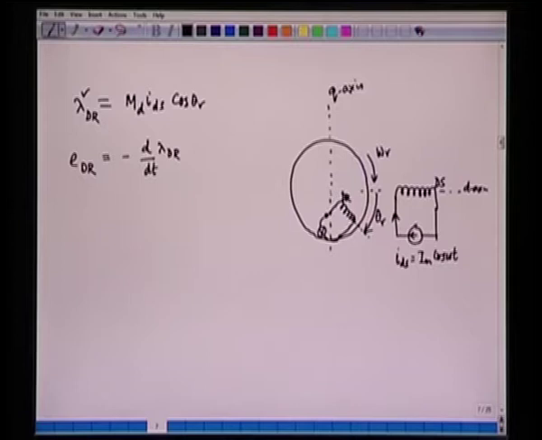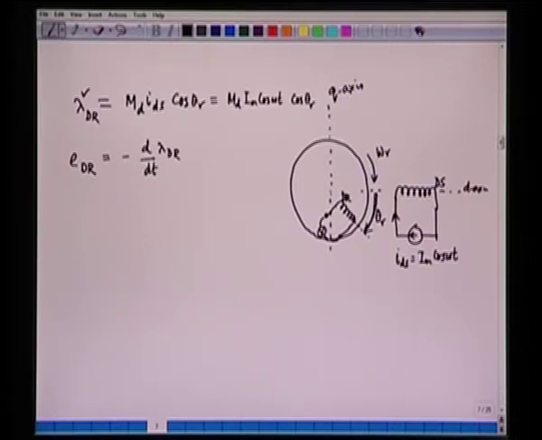Now what is my lambda dr? Lambda dr is given as Md Im cos omega t into cos of theta r. So this is also a function of time. Lambda dr is also a function of time. It's also a function of position, and the position is also constantly changing. Theta r, the rotor angle, is not constant, it is constantly changing.